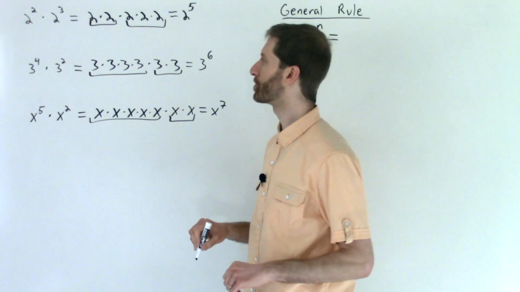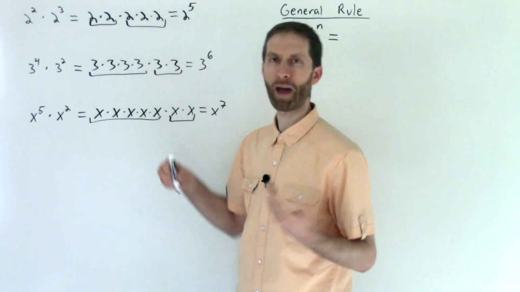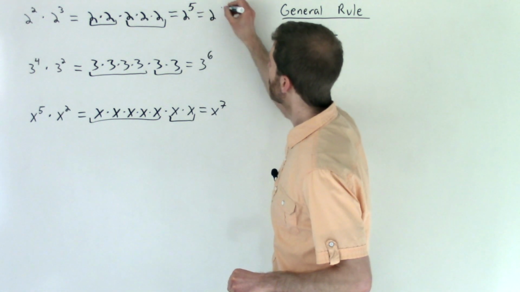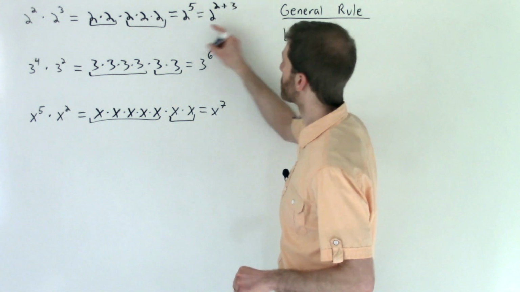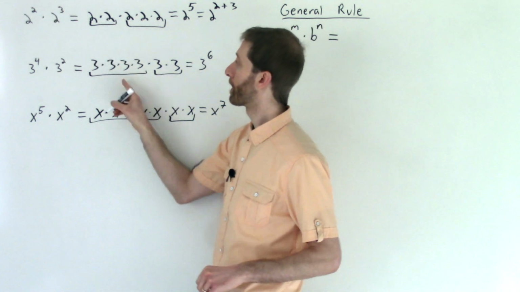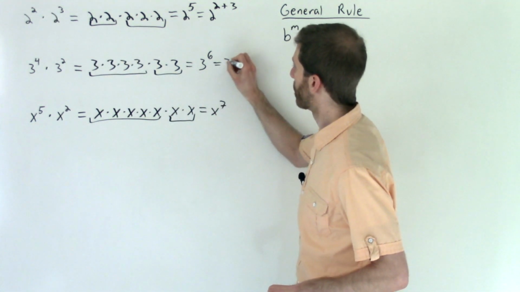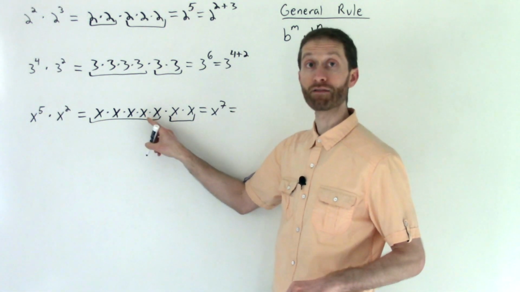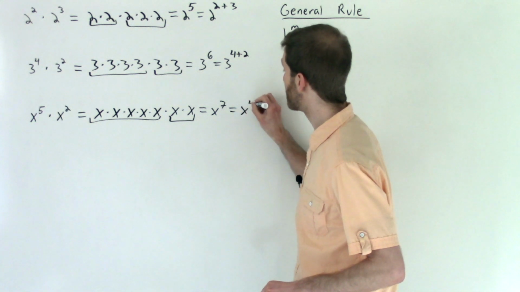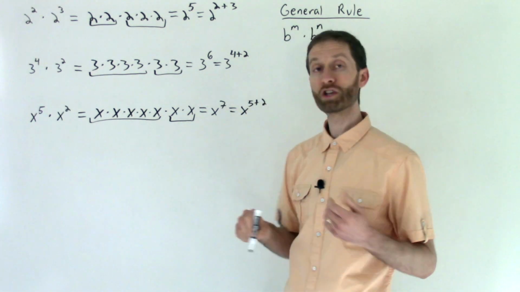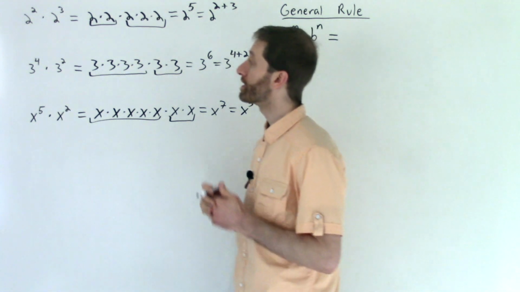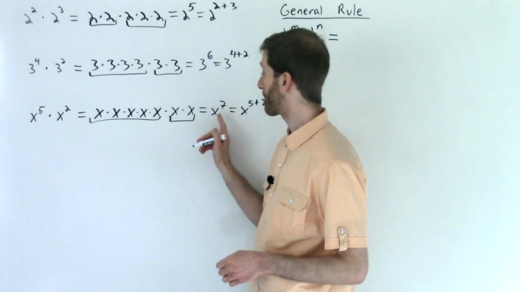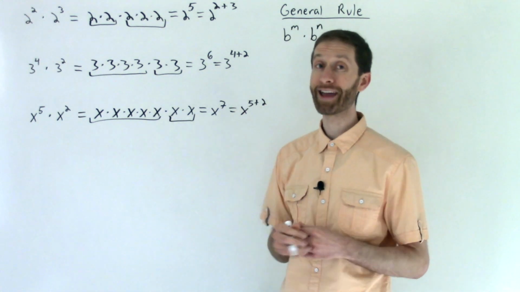It seems like what we're doing in each of these is we're adding powers, right? That's the pattern. Here we've done 2 to the 2 plus 3. Here we did 3 to the 4 plus 2. And here we did x to the 5 plus 2. And indeed, that's what we're doing. So the general rule we see from this pattern is that when we multiply powers with the same base, we keep the bases the same, and we just simply add the exponents.